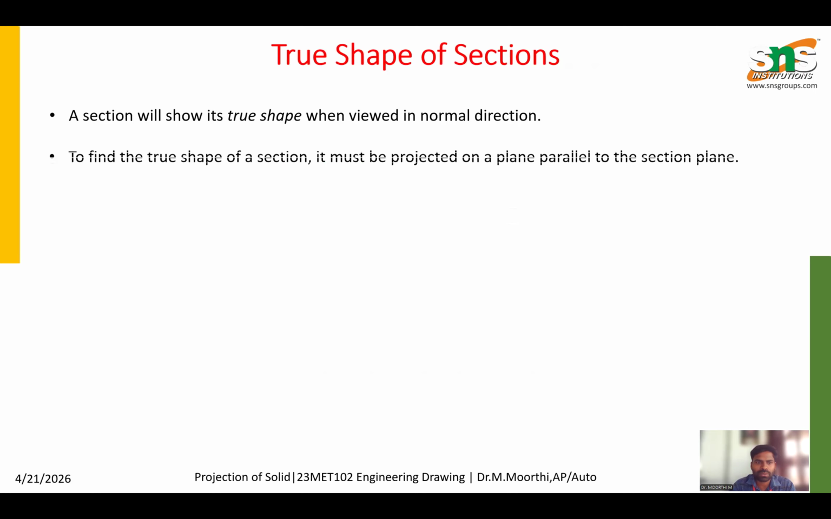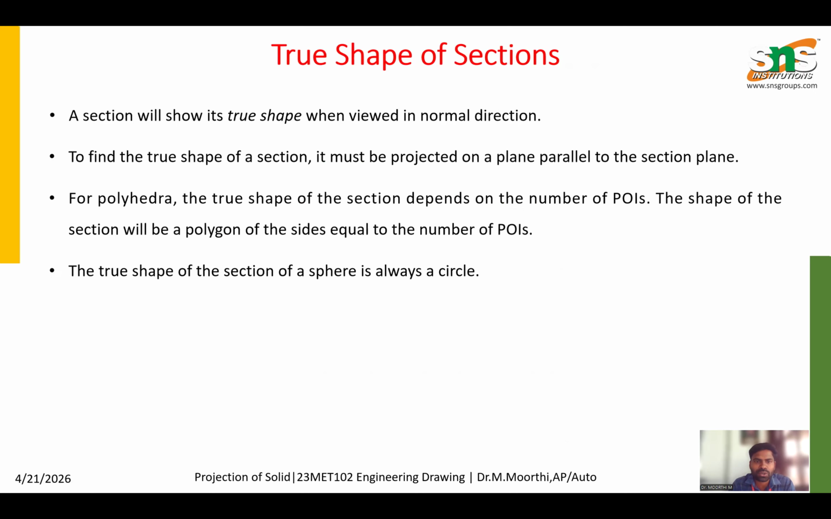The next one is the true shape. A section will show its true shape when viewed in the normal direction. After making the section of solids, we are able to get the true shape of the section, and it is viewed in the normal direction. To find the true shape of the section, it must be projected on a plane that is parallel to the section plane.